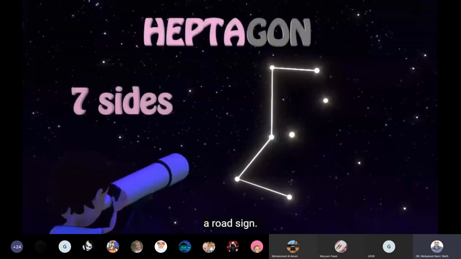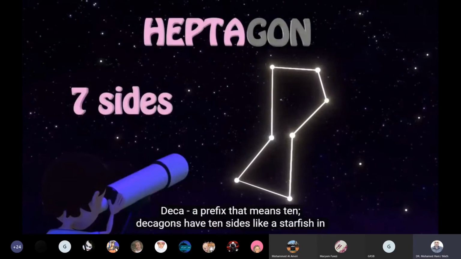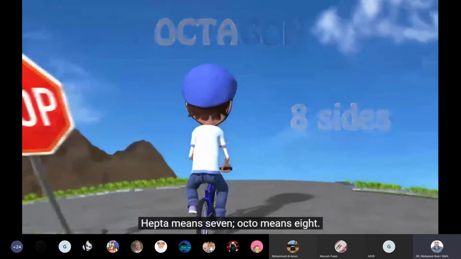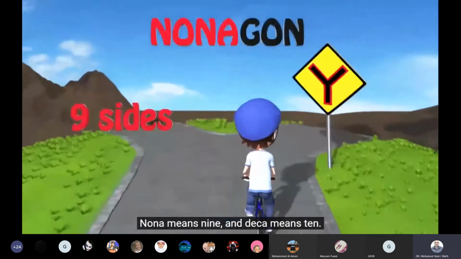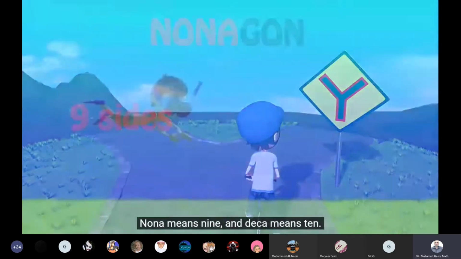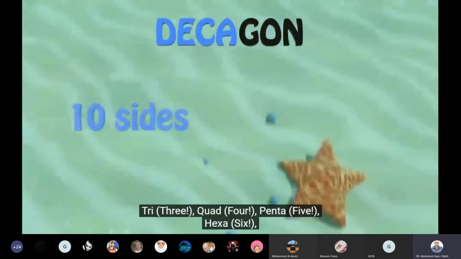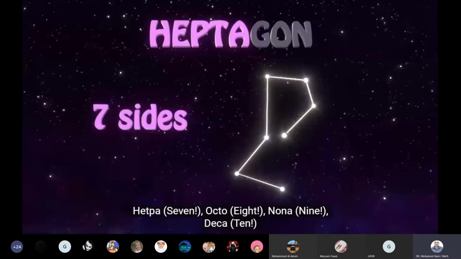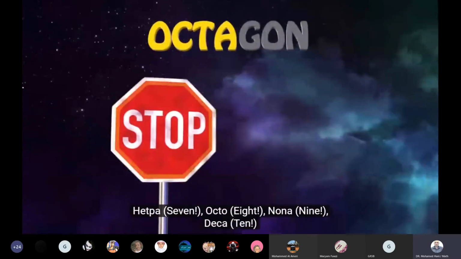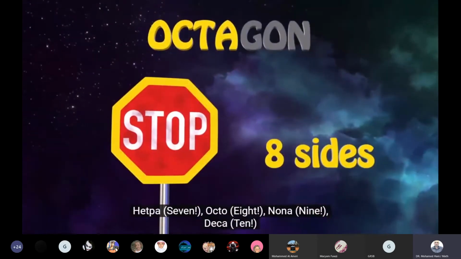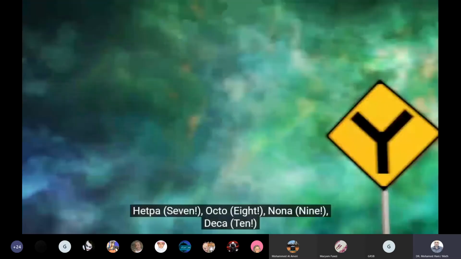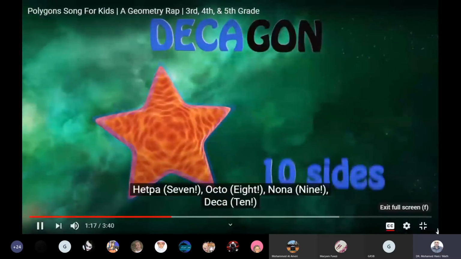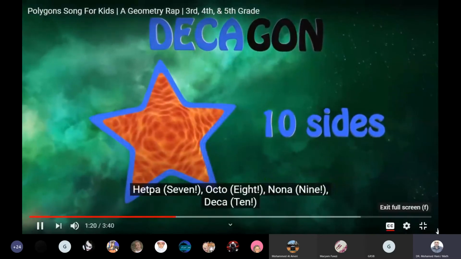Hepta is a prefix that means 7. Heptagons have 7 sides like Orion in the heavens. Octa is a prefix that means 8. Octagons have 8 sides like a stop sign shape. Nona is a prefix that means 9. Nonagons have 9 sides like a Y on a road sign. Deca, a prefix that means 10. Decagons have 10 sides like a starfish in the ocean. Hepta means 7, octa means 8. Nona means 9 and deca means 10.